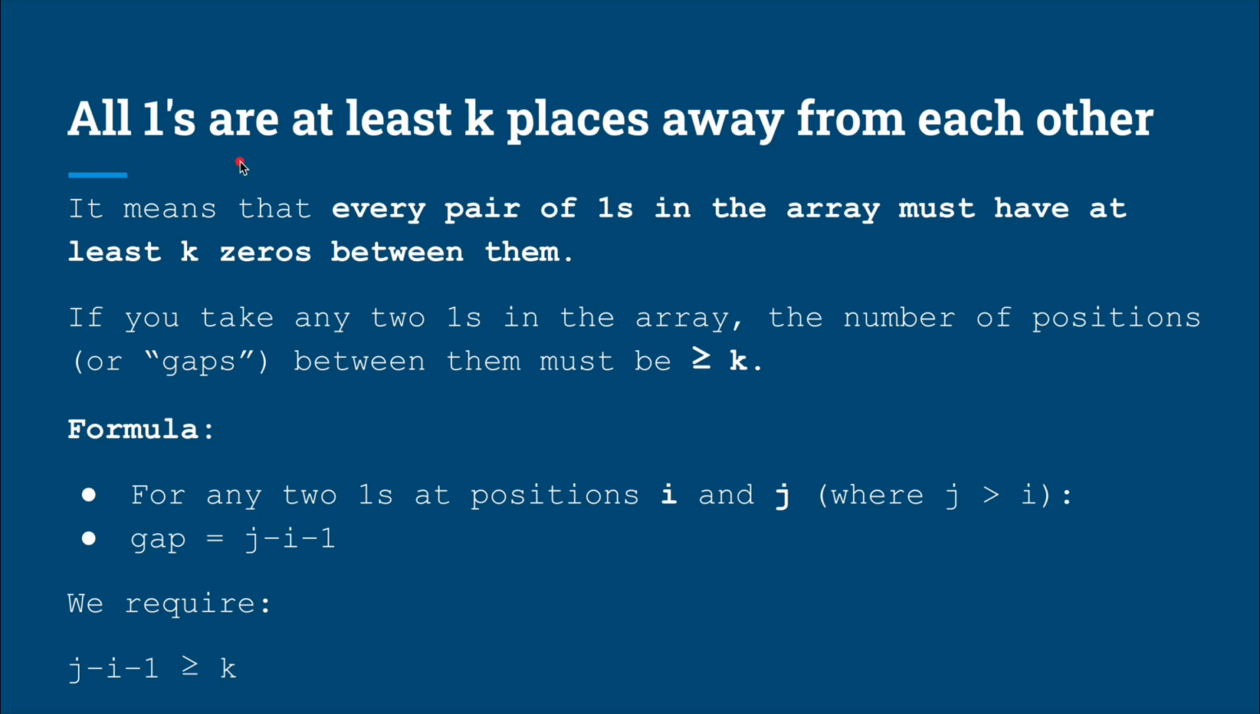Now let's talk about all ones are at least k places away from each other. What is the meaning of this? It means every pair of 1s in the array must have at least k 0s between them.